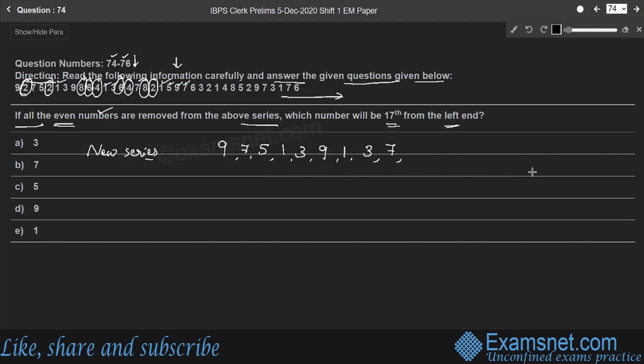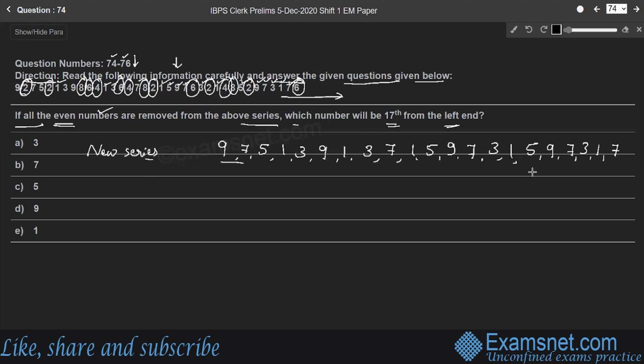1, 5, 9, 7. 6 is an even number. 3. 2 is an even number. Then 1. Again, we have to remove 4 and 8. Then 5 is an odd number. 2 will be removed. 9, 7, 3, 1. Then 7. And here 6 is again an even number. 7. So the new series becomes like this.